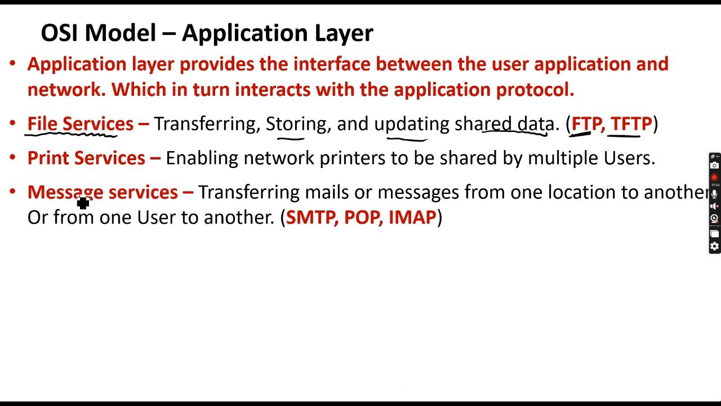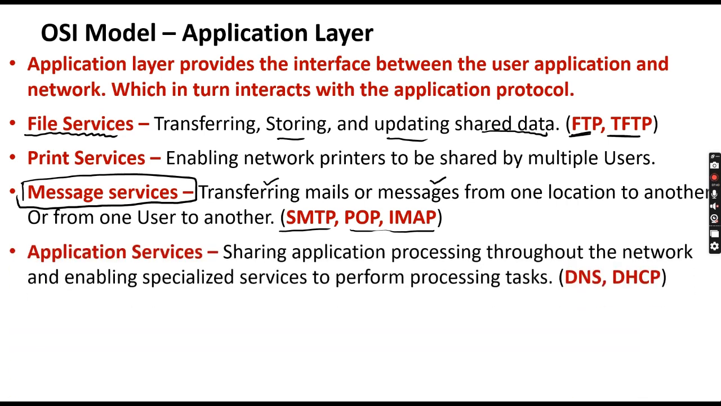Next, message services, as we use them in daily life. With message services, you can transfer or receive mails from one user to another by using protocols like SMTP, POP or IMAP. Then application services is all about sharing applications throughout the network and enabling special services to perform specific tasks. For example, DNS or DHCP can be your application services under the application layer.